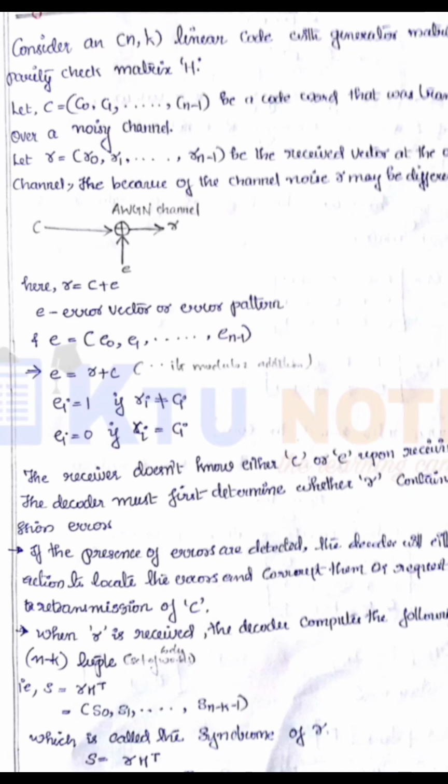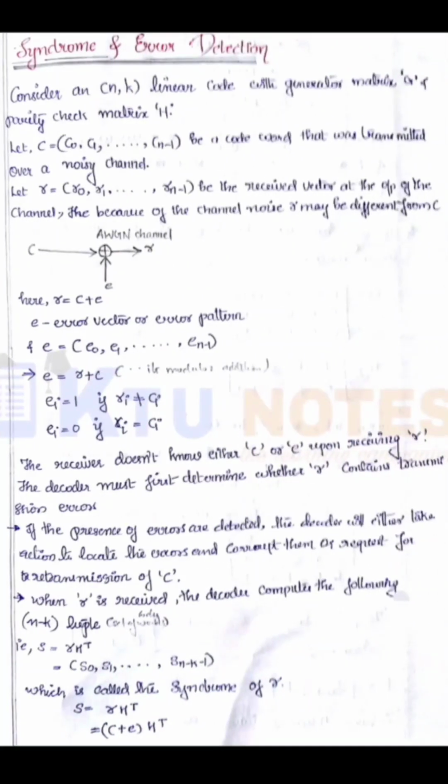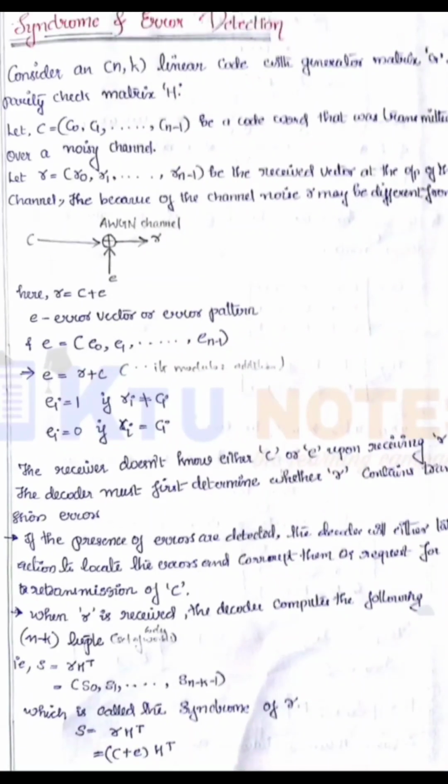We have R is equal to C plus E into H transpose. Now we are opening this bracket, we get CH transpose plus EH transpose. We have already found CH transpose is equal to 0 in the previous session. Then we have EH transpose. So syndrome is equal to EH transpose.